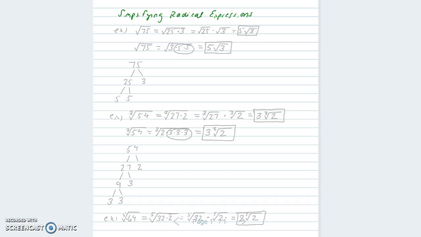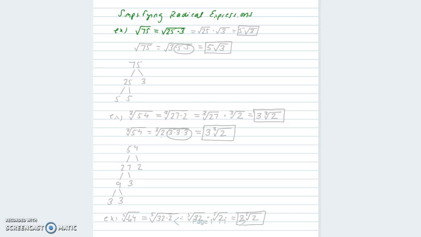So the first example, we have the square root of 75. And there's actually 2 different ways that we can simplify this radical expression. The first way is to find a perfect square within 75. The perfect square within 75 happens to be 25. So we have that this equals the square root of 25 times 3, because 25 times 3 is basically 75, and 25 is a perfect square.